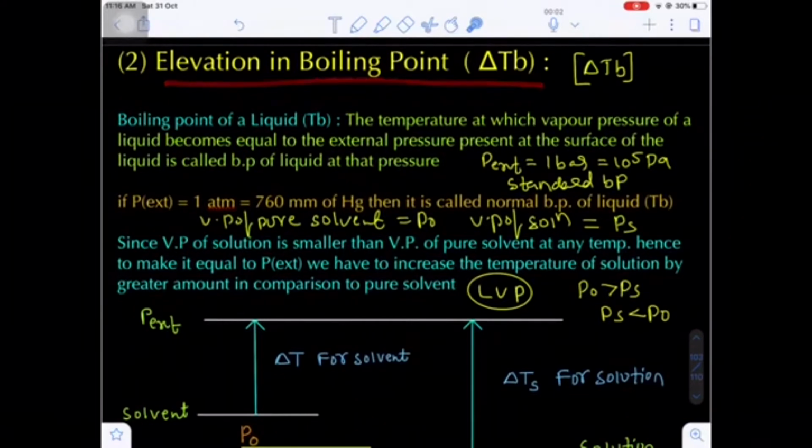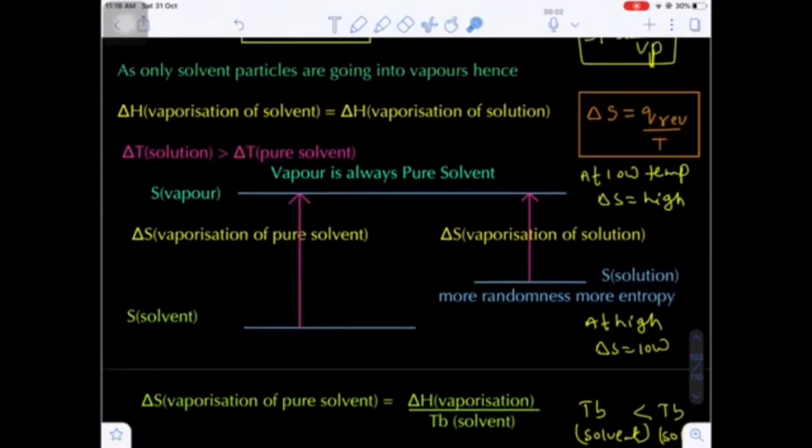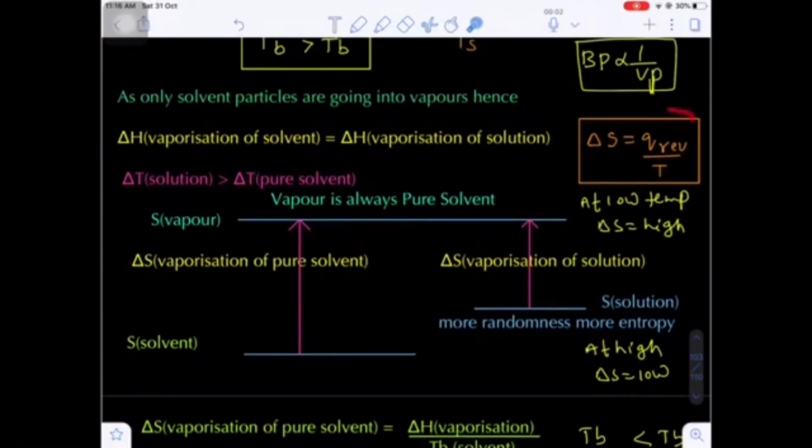Elevation in the boiling point. Okay. Now here, change in entropy. We know change in entropy delta S is equal to Q reversible by T. Now in both the cases, only the solvent undergoes vaporization. Even in the solution, only the solvent will undergo vaporization. That means only solvent molecules undergo vaporization and are present in the vapor phase, because the solute is non-volatile and does not undergo vaporization.